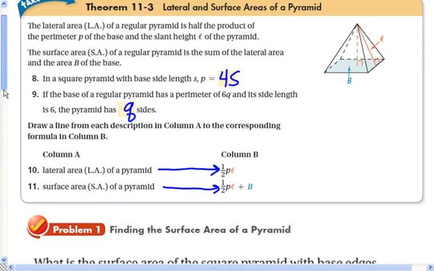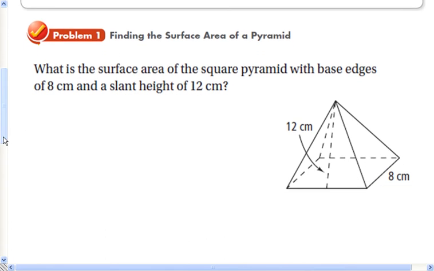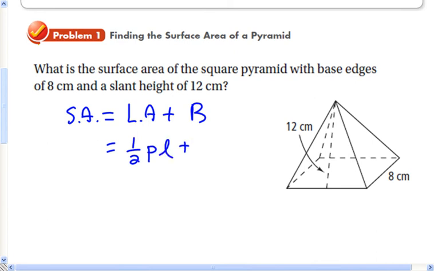So, finding the surface area of a pyramid here. So we're going to say the surface area is equal to, again, the lateral area plus 1 base. And in this case, the lateral area is just half the perimeter times the slant height. And then the base is just going to be the side squared. All right, so the perimeter, we'll just put that over here quick, is just 8 times 4, because there's 4 sides, which is 32.